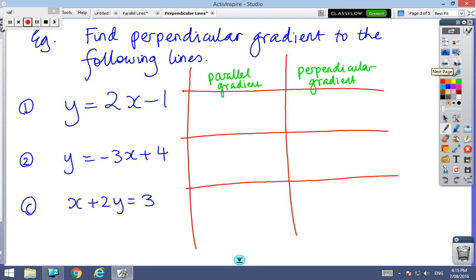Okay. So when you're finding the perpendicular gradient, you've got to find the parallel gradient first. So in the first one, the parallel gradient is 2. So the perpendicular gradient is turn it upside down and change the sign. In the second one, the parallel gradient is -3. So you turn 3 upside down and make it a third, and the minus becomes a plus. Now in this last one, you've got to rearrange it.